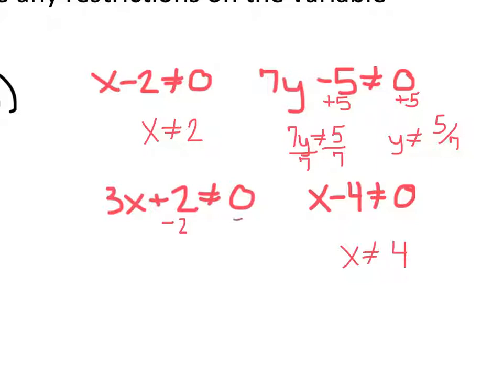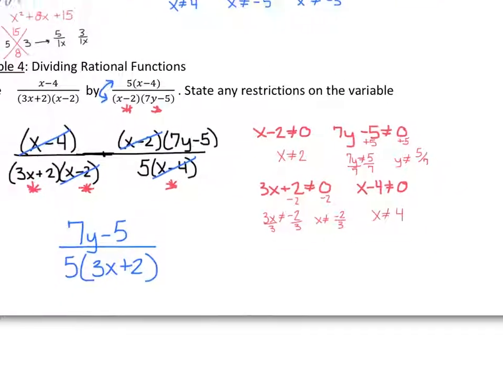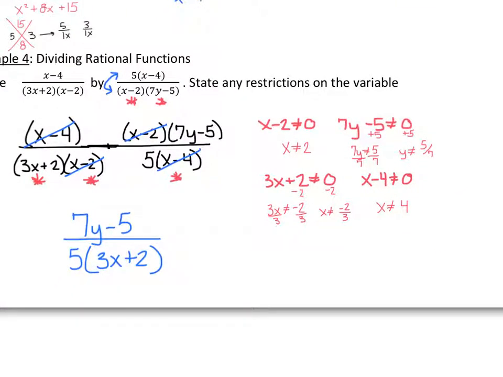Subtract 2, subtract 2. 3x can't equal negative 2. Divide by 3, divide by 3. x cannot equal negative 2 over 3. So there are 4 different restrictions. 3 of them go with x, and 1 of them goes with y.